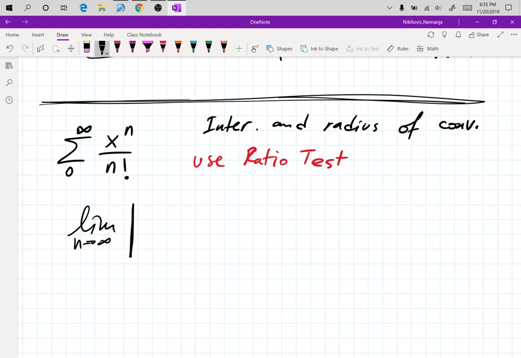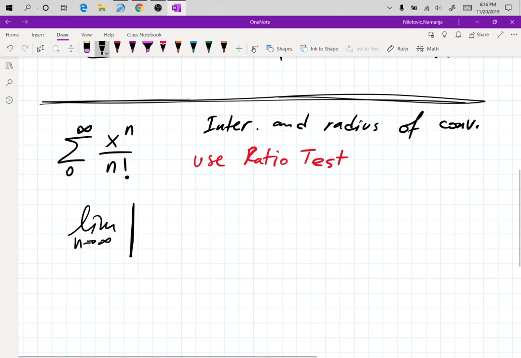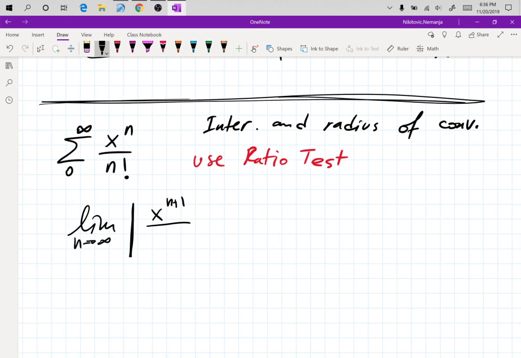Absolute value. If you forget these absolute values, now you'll be in trouble. You'll see why. So absolute value of x to the n plus 1 over n plus 1 factorial times, and I'm immediately going to flip this so I don't have to write everything 15 times. Limit n goes to infinity.